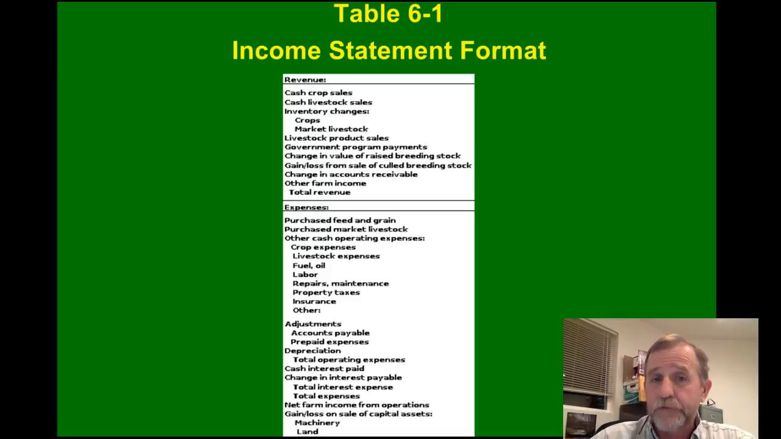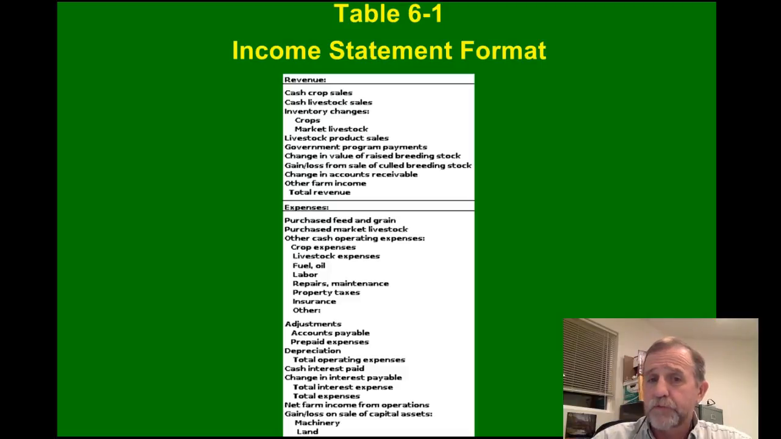This one might be a little bit more familiar to you as far as a format, and we actually break it down a little bit more. And this speaks somewhat to your assignment, especially at the very top. We've got cash crop sales and we have cash livestock sales, and if we're producing those in a particular accounting cycle, then we record those. But we also record inventory changes in crops and livestock.